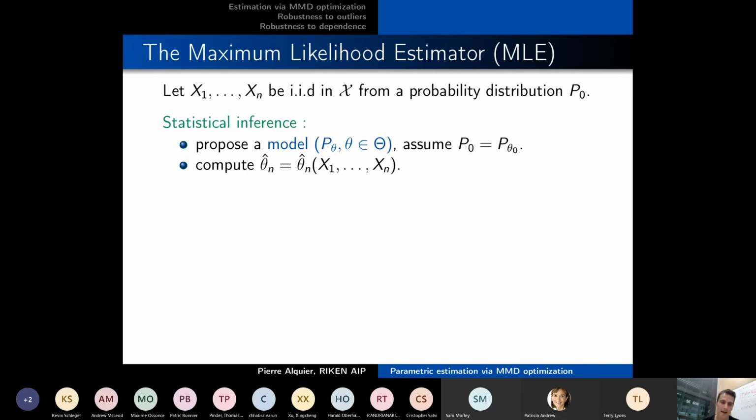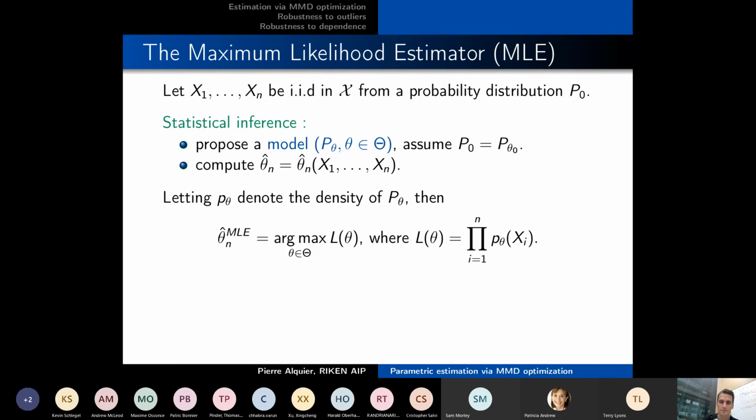Usually, when you're doing statistical inference, you propose a model, that is a family of probability distributions, and you assume that P naught is in this model. So there is a theta naught such that P naught is equal to P theta naught. Then, based on the sample x1 to xn, you want to compute an estimator, theta hat, that must be as close as possible to theta naught.